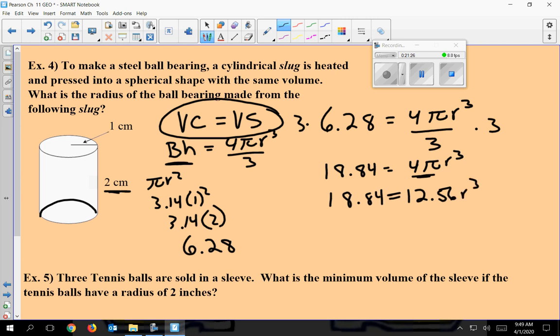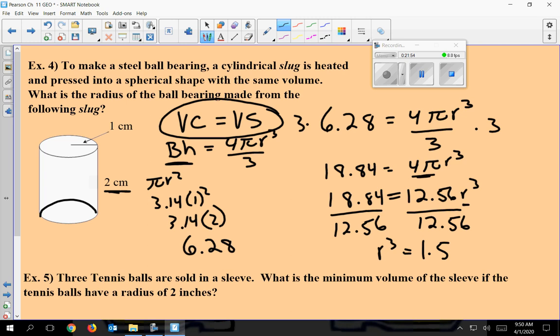I'm trying to solve for r. They're asking what the radius of this ball bearing is. So I'm going to divide both sides by 12.56, and that gets me r to the third equals approximately 1.5. I did round that.